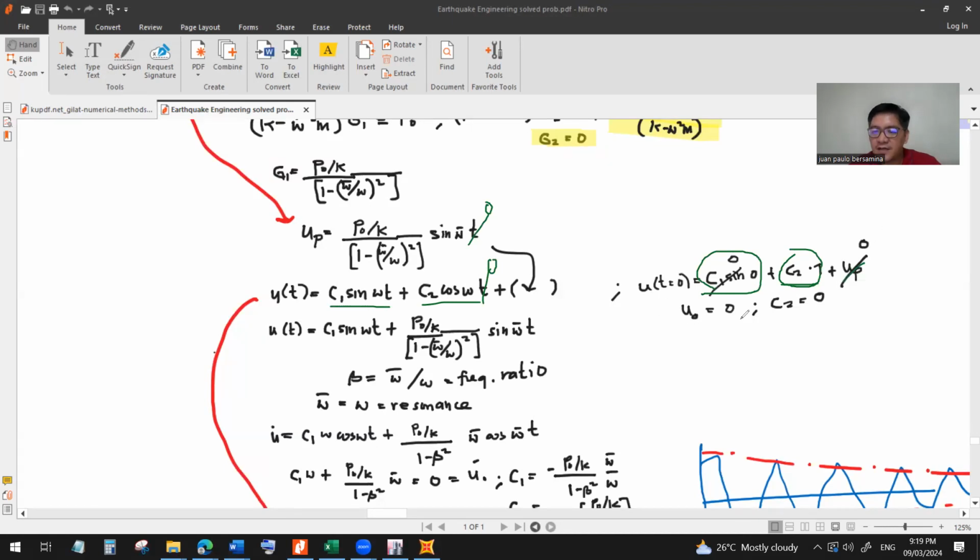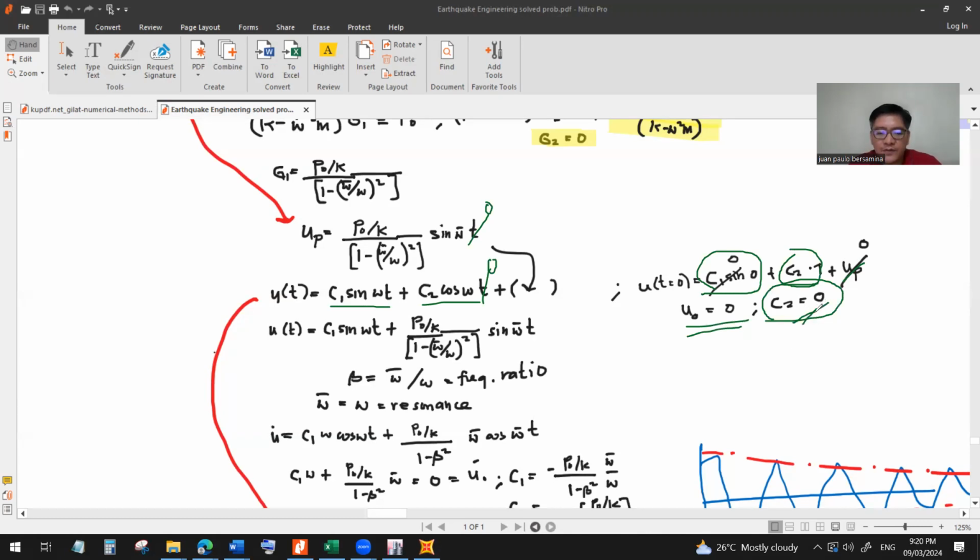Okay? And C2 is equal to 0. Yeah, because U sub 0 equals 0. Okay, because what causes the deformation is they call this the force, no, the harmonic force, right? That's why U sub 0 is 0. Okay, so C2 is equal to 0.